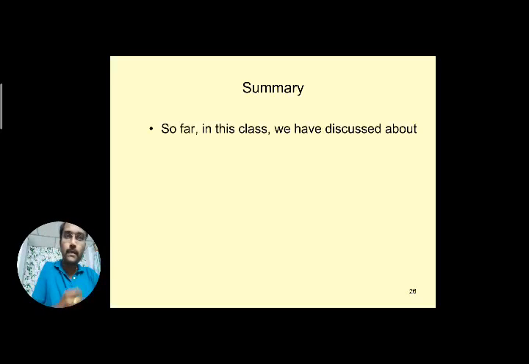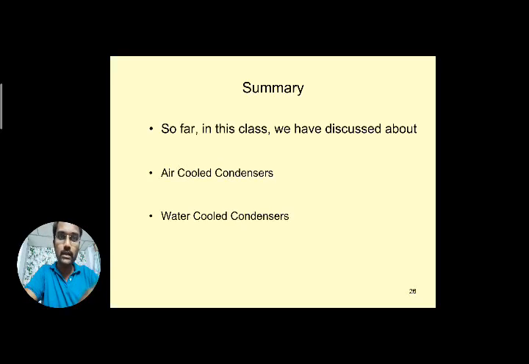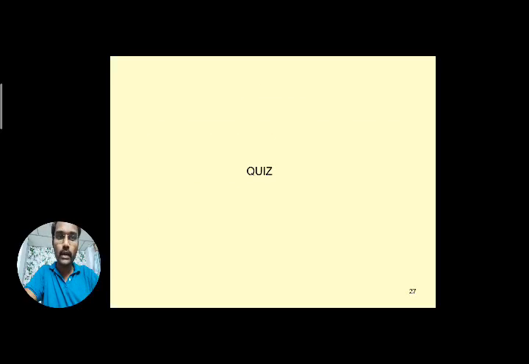Coming to the summary part, I think you are able to learn, you got some information from this lecture. I think you have understood these topics: what is a condenser, what is the function of condensers, the types of condensers, finned tube condenser and water cooled condensers, shell and tube, shell and coil, double tube condensers. So all these topics have been discussed in this video lesson. So this is the summary, and you can remember air cooled and water cooled condensers. Okay, right. So hope you have understood that.